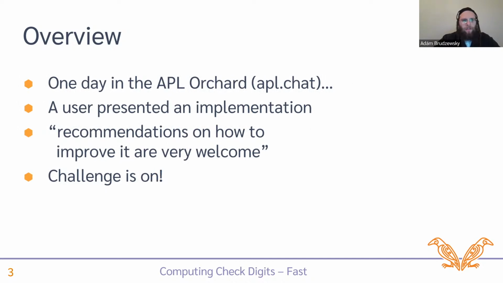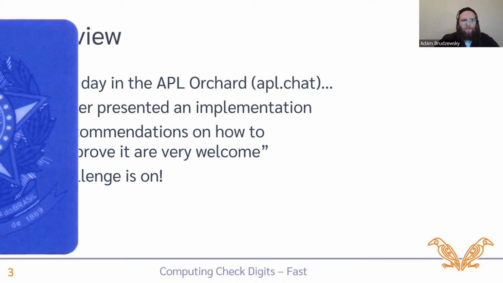A person who is teaching themselves APL came into the APL orchard and showed an implementation of a computation in Haskell, discussed it a bit, and also showed how they had implemented the same thing in APL. And then they asked if I had any ideas for making it better. So I started working on that and discussing it with them.